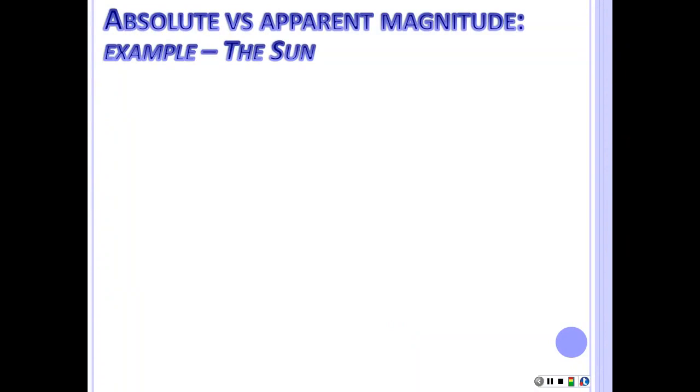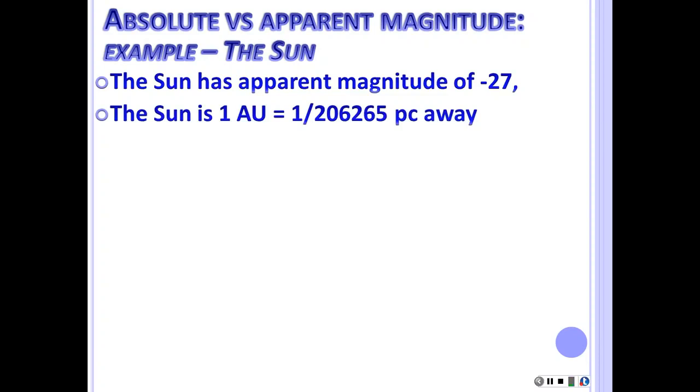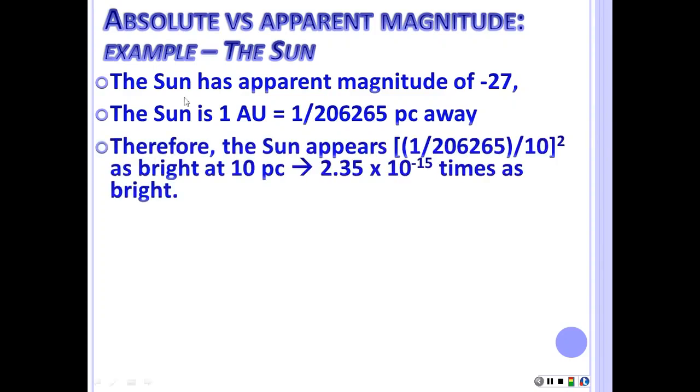So let's do a couple of examples. Let's think about the Sun. The Sun has an apparent magnitude of minus 27, but it's a very small distance away. It's 1 AU away, which in parsecs is 1 over 200,000. And so in terms of the Sun appearing, what would it look like if you moved it away to 10? This is the distance it's at now, and to move it out to 10, you have to multiply by that over 10 squared, and so it would be 10 to the minus 15 times as bright.